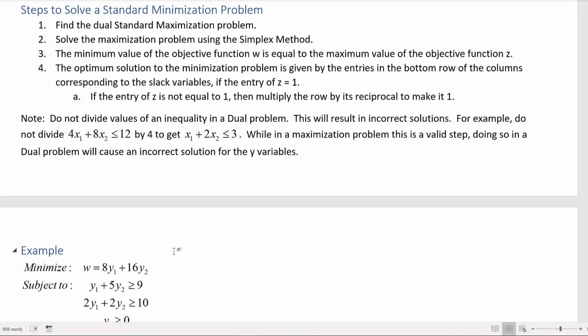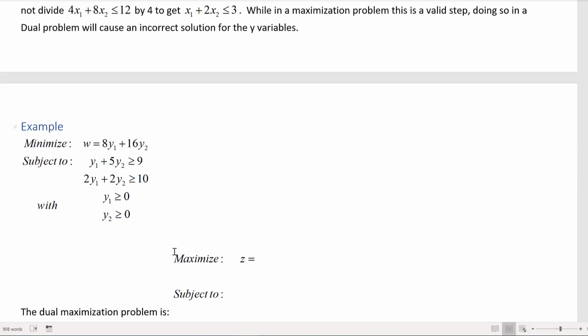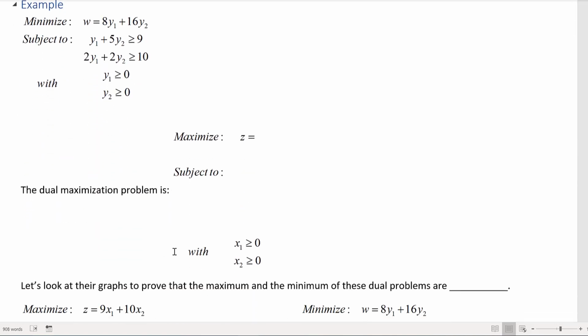Alright, so let's go ahead and try an example all the way through. So we have this minimization problem, and we need to change it to a maximization problem. So I'm going to set up my A matrix with just the variables y1, y2, and then the constants. So my first constraint is 1, 5, and 9. The second constraint, that's 2, 2, and 10.